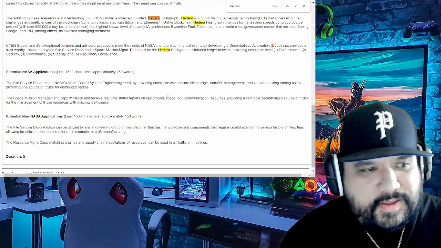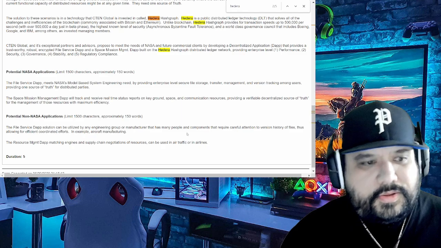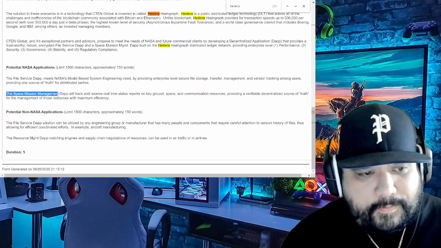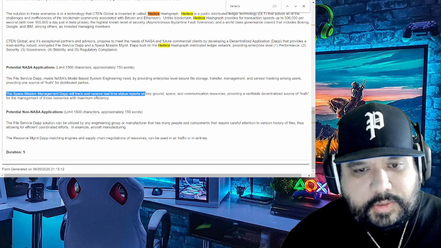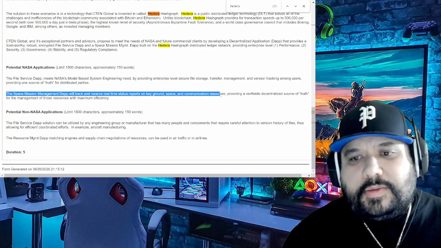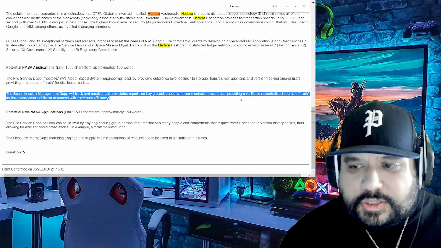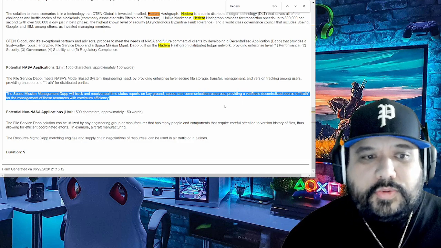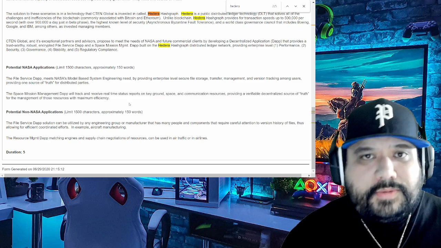And look at this, potential NASA applications. It gives you all this particular outline. I like this particular part. The Space Mission Management D app will track and receive real-time status reports on key ground space and communication resources, providing a verifiable, decentralized source of, quote, truth for the management of those resources with maximum efficiency. Not partial efficiency, maximum efficiency.